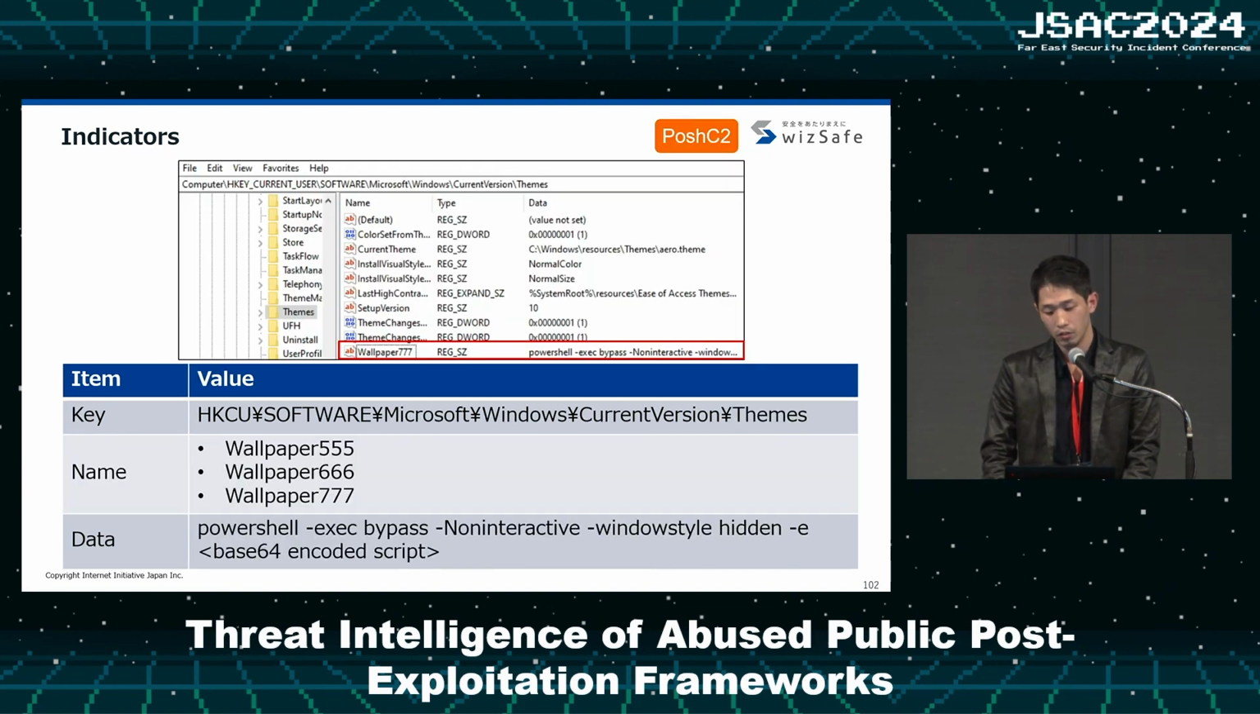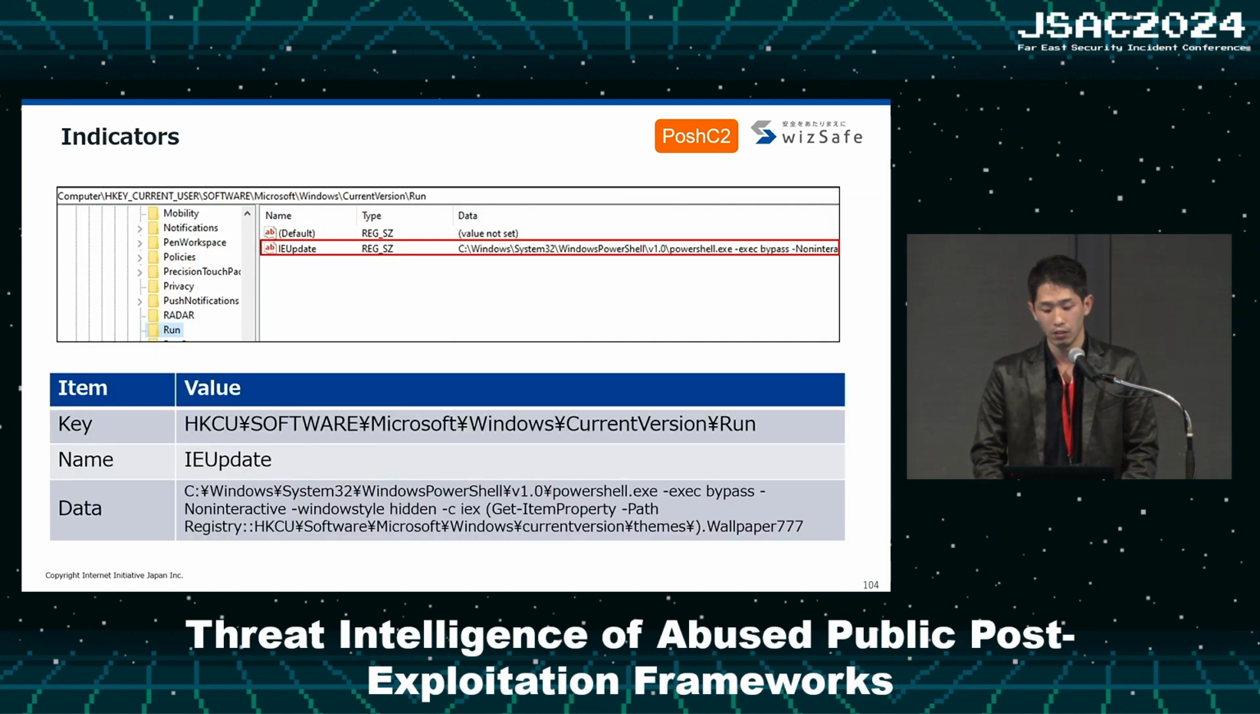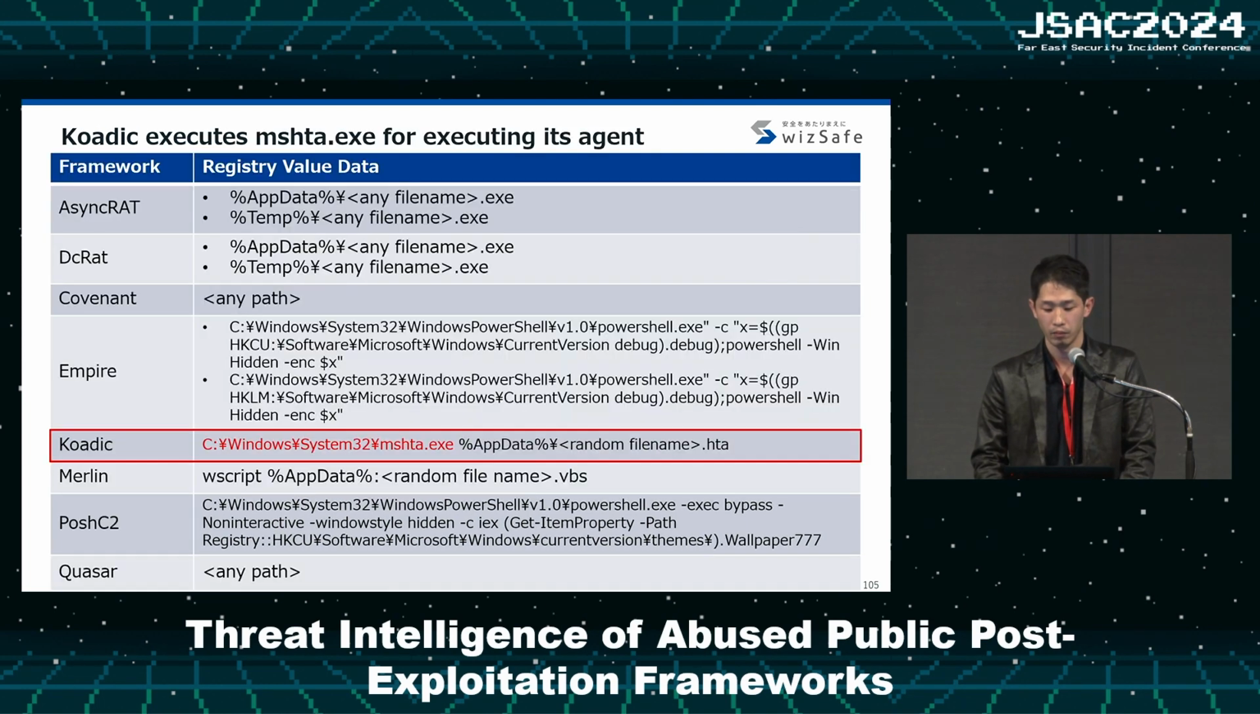Next, the Post C2. In the case of Post C2, there are the wallpaper values 555, 666, and 777. Each of these registry names is used to store the data, and this is the run key source code. When I look at this, the wallpaper 777 value comes up, so in the case of the run key, the value is used for the run key. The red box below is just like Empire: this is the launcher command line, and similarly the launcher command line is used as an indicator.